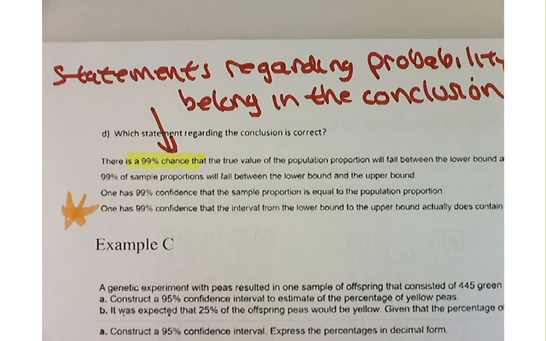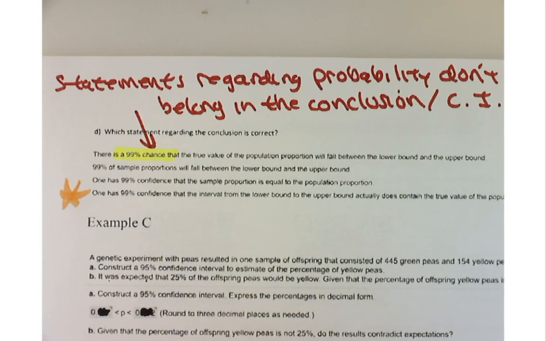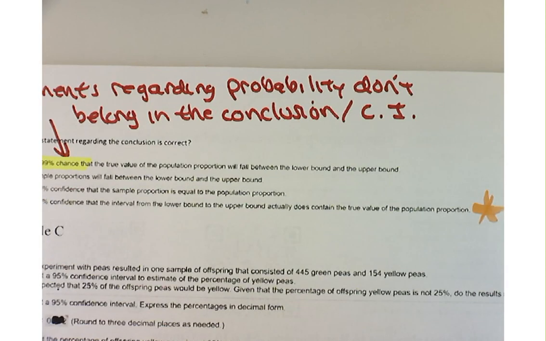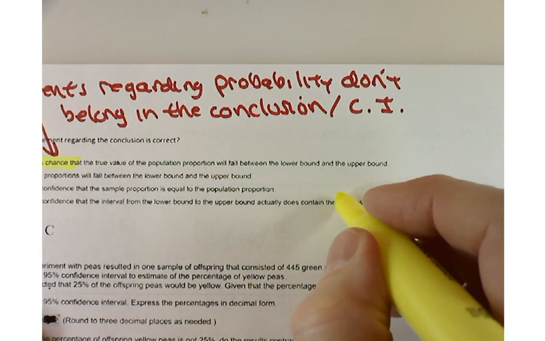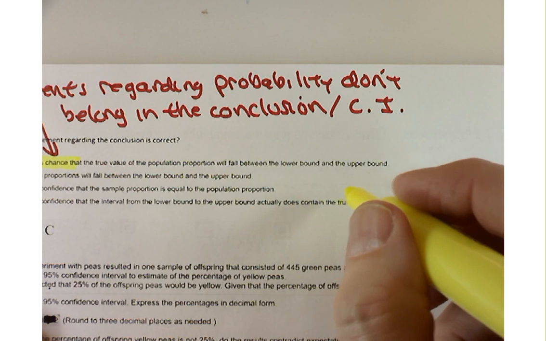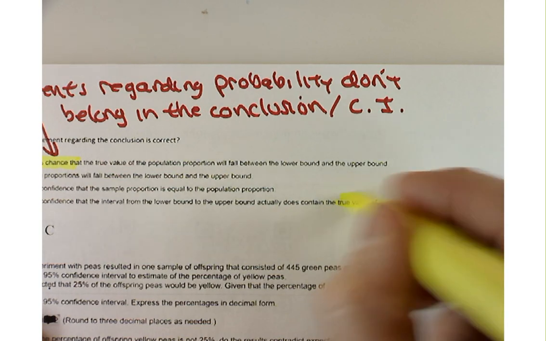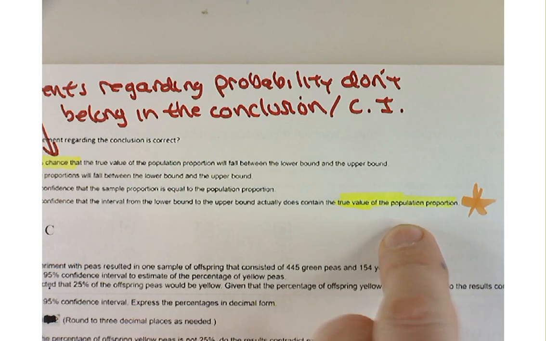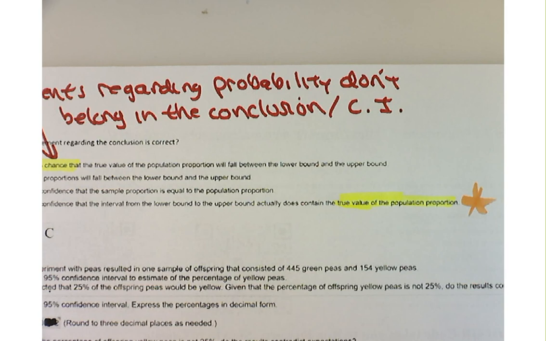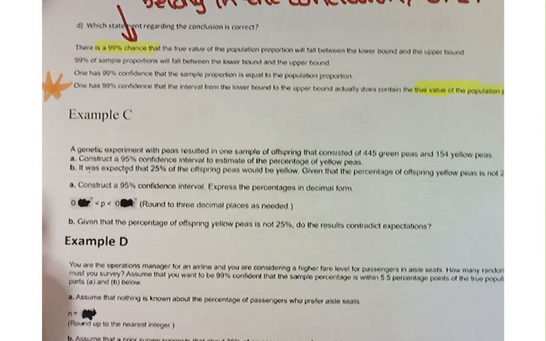Nice. Number 4. One has 99% confidence that the interval from our lower bound to our upper bound does contain, and notice there's a little thing in here that I like seeing in your conclusions about a confidence interval, the true value of the parameter. I like seeing that word true. That's kind of saying that we don't know what the true value is, but we're trying to estimate that. We don't know what the parameter is. We're trying to get at that. Nice. Let's try example C here.